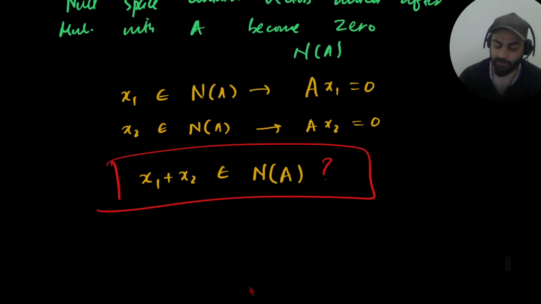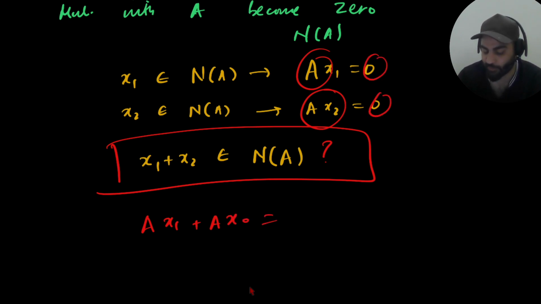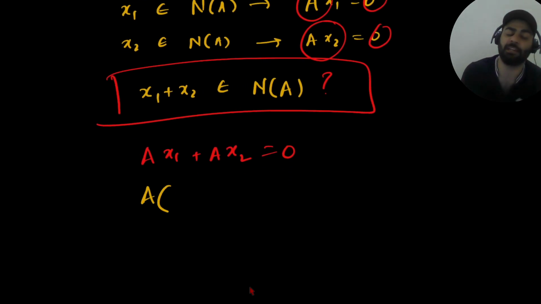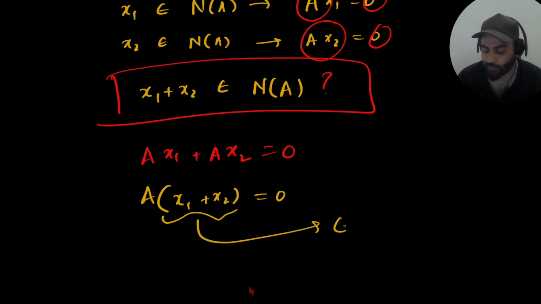The proof is simple. You can just add these things together: A x1 plus A x2. As you know, this thing is equal to 0 and this thing is equal to 0, so the sum is equal to 0. Now you can take A common, because we have studied the distributivity law. So A of (x1 plus x2) is equal to 0. Now this vector also belongs to the null space of A. A simple proof.